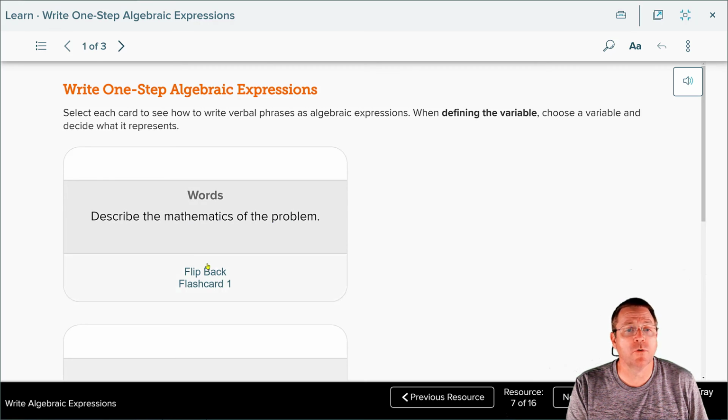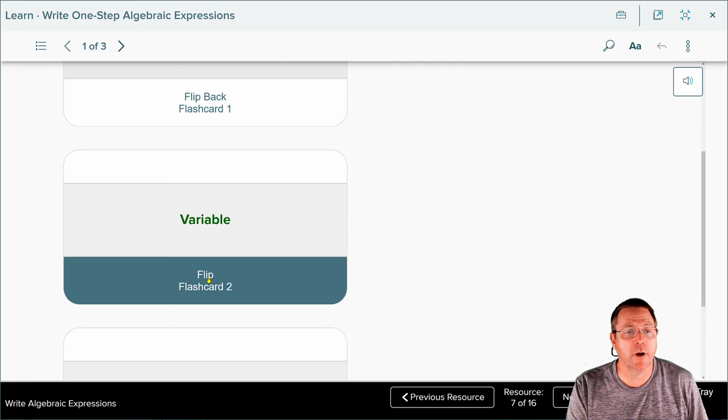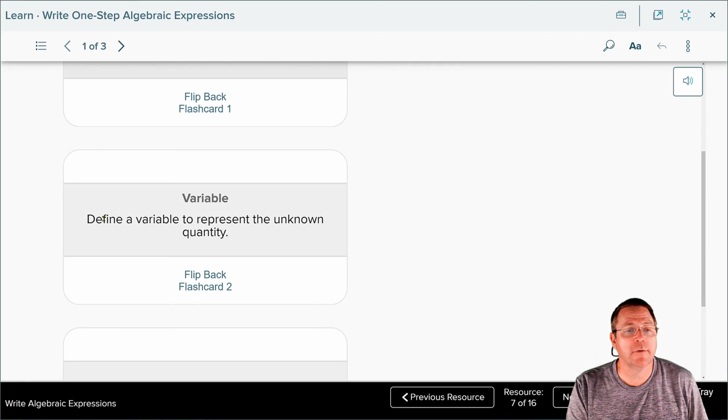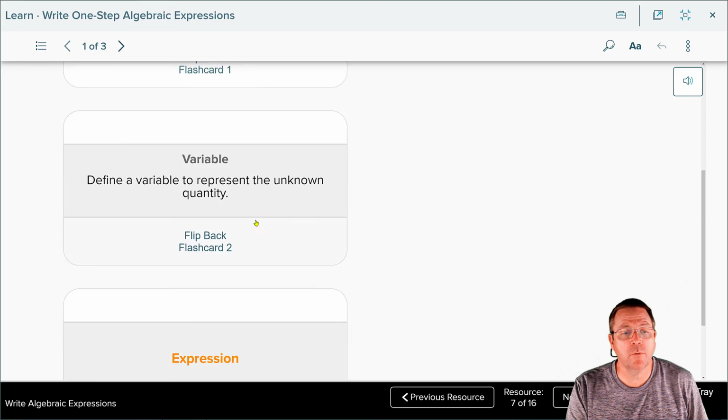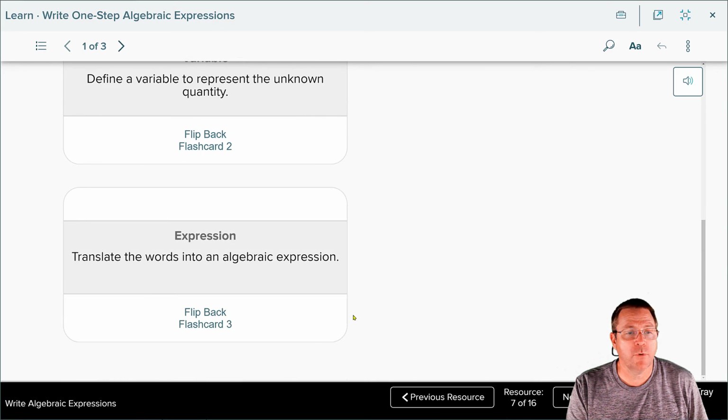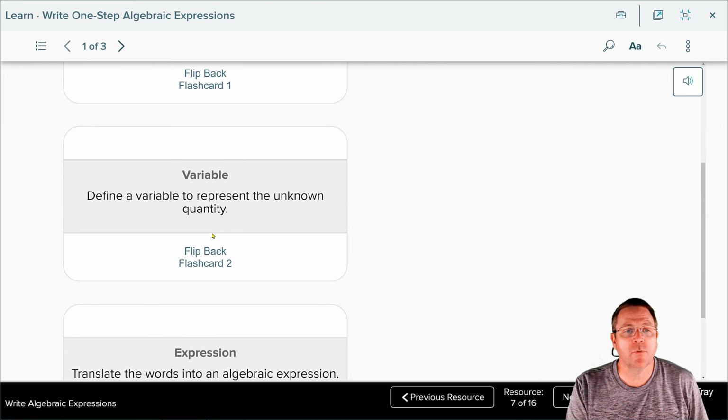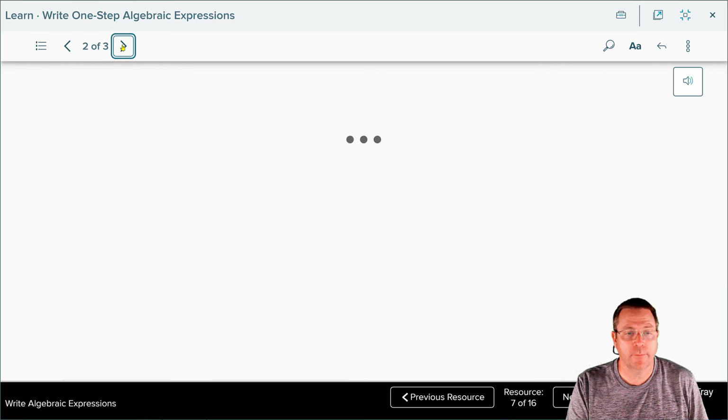Okay, so in words, we want to describe the mathematics of the problem. And then variable, we need to define a variable to represent our unknown quantity. And then for an expression, we're going to translate those words into an algebraic expression using the variable that we already came up with here.